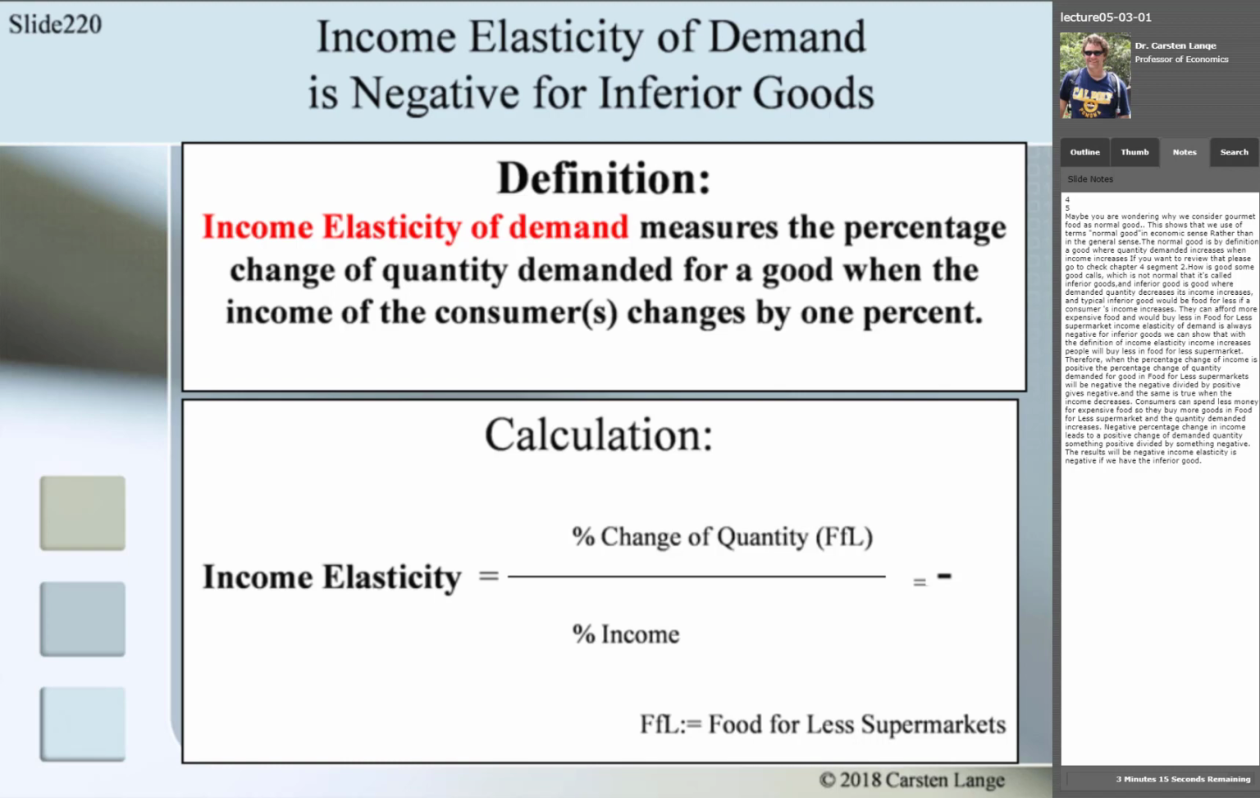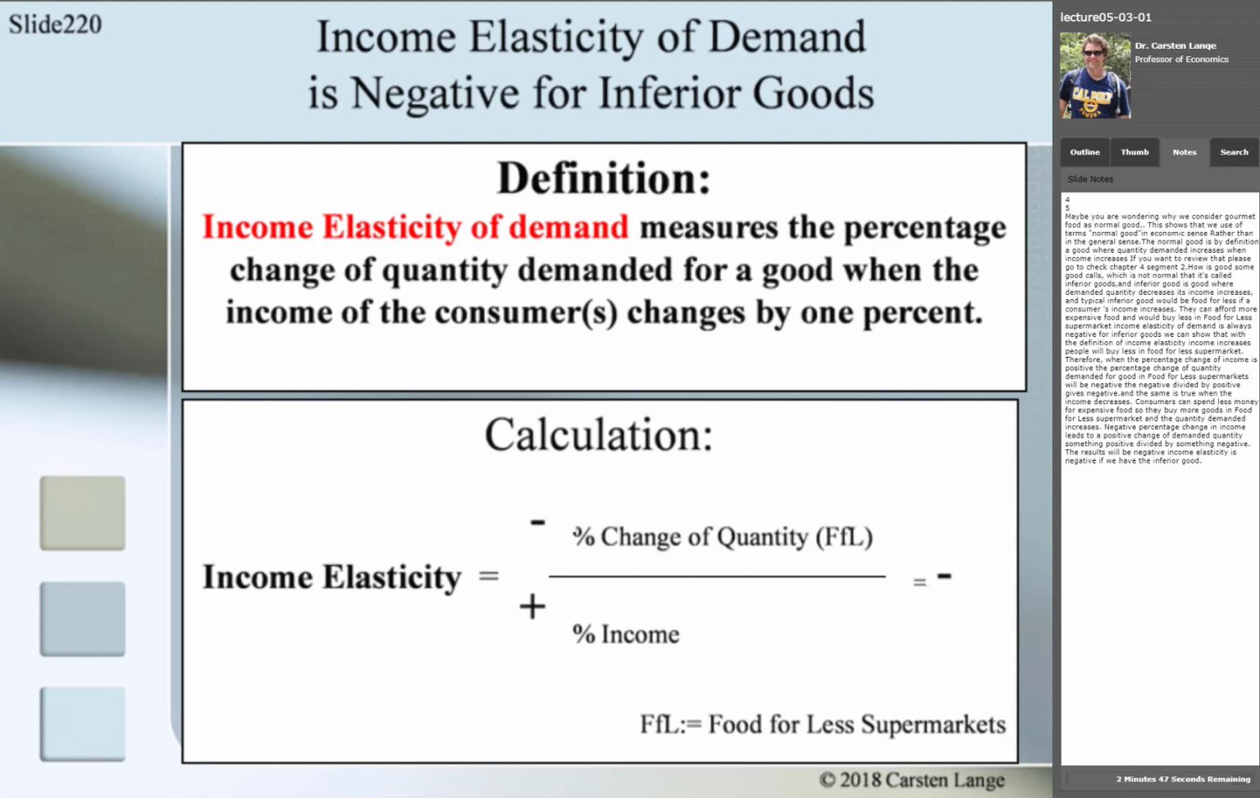We can show that with the definition of income elasticity. If income increases, people will buy less in food for less supermarkets. Therefore, when the percentage change of income is positive, the percentage change of quantity demanded for goods in food for less supermarkets will be negative. Negative divided by positive gives negative.